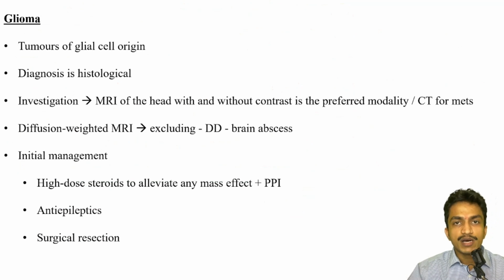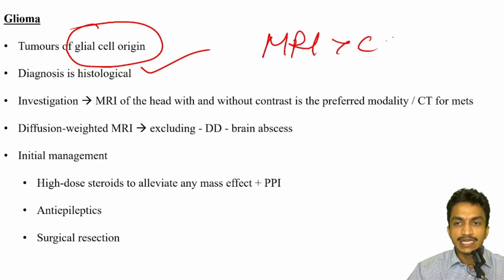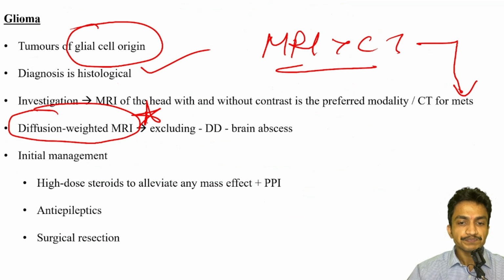Coming to glioma, so tumors arising from the glial cell are known as glioma. Diagnosis is always histological. Investigation, usually MRI is preferred over CT. CT is only done for metastasis. MRI is the preferred imaging modality in these patients. For the differential diagnosis with brain abscess, we go for a diffusion weighted MRI. So that is important to understand in glioma.